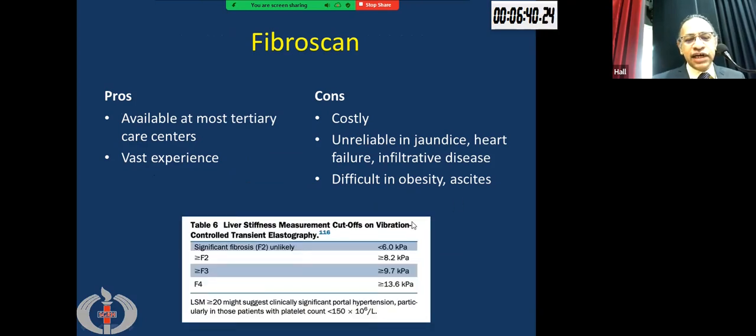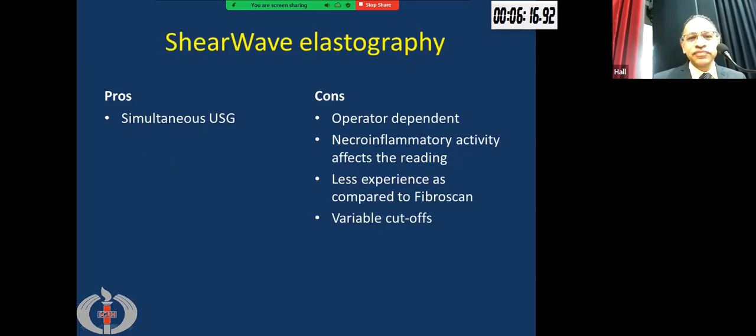Various cutoffs have been given, but we need to remember only two values. One is 8.2. If the FibroScan value is more than 8.2, that means the patient has significant fibrosis. If it is more than 13.6, that means he has liver cirrhosis. But if it is less than 8.2, then it is reasonable to say that the fibrosis is less.